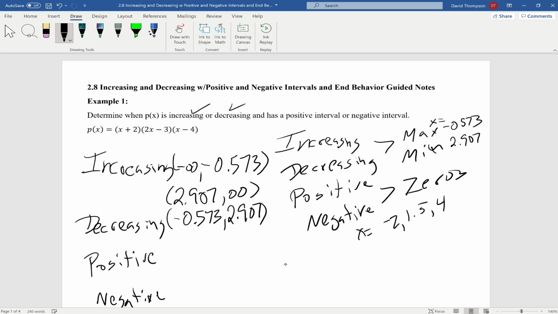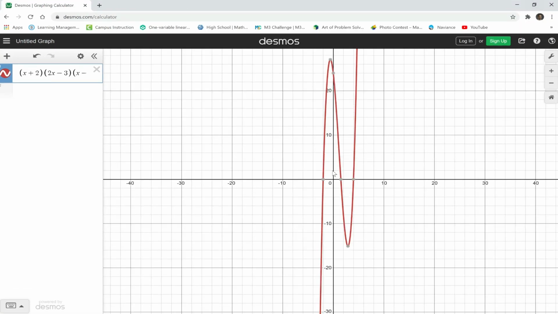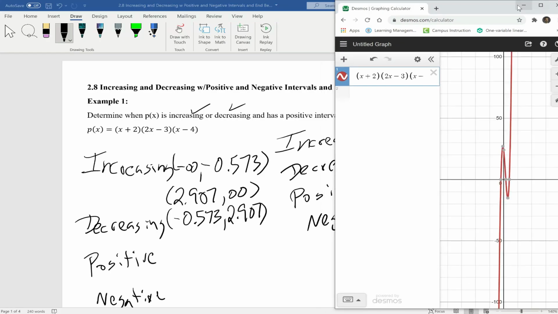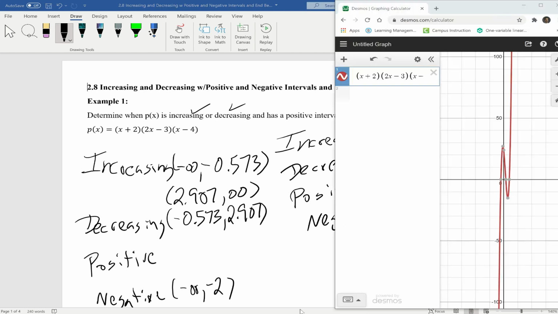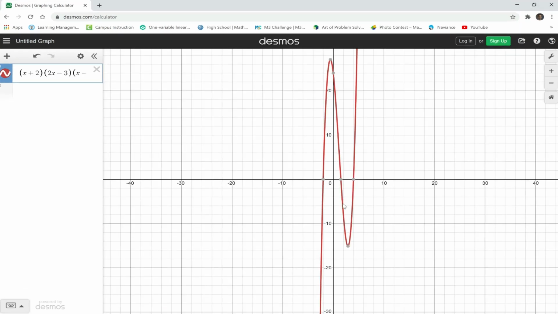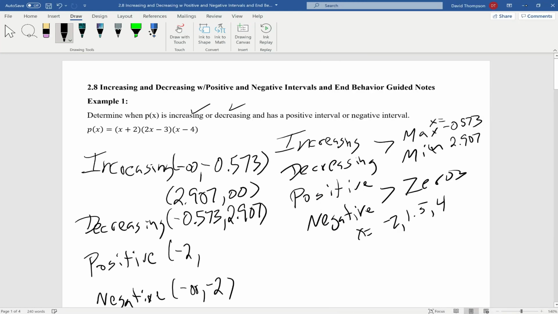So we're positive when the graph's above the x-axis. We're negative when we're below the x-axis. So let's take a look at the graph. Let's just make the graph a little bit bigger. So we start below the x-axis. So from negative infinity to negative 2, we're below the x-axis. That's a negative interval. So it's going to be negative infinity to negative 2. And then we go to a positive interval from negative 2 to the next 0. So negative 2 to negative 1.5, we're on a positive interval.